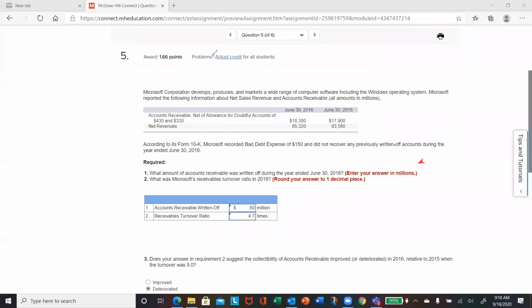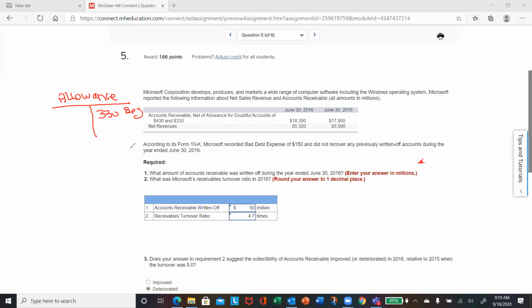So your basic setup on this, and I'll give you my version of the T account and then I'll show you their explanation to it. So what you'd want to do is, first of all, write out your allowance, just like that. And we'll say the beginning balance was 330.